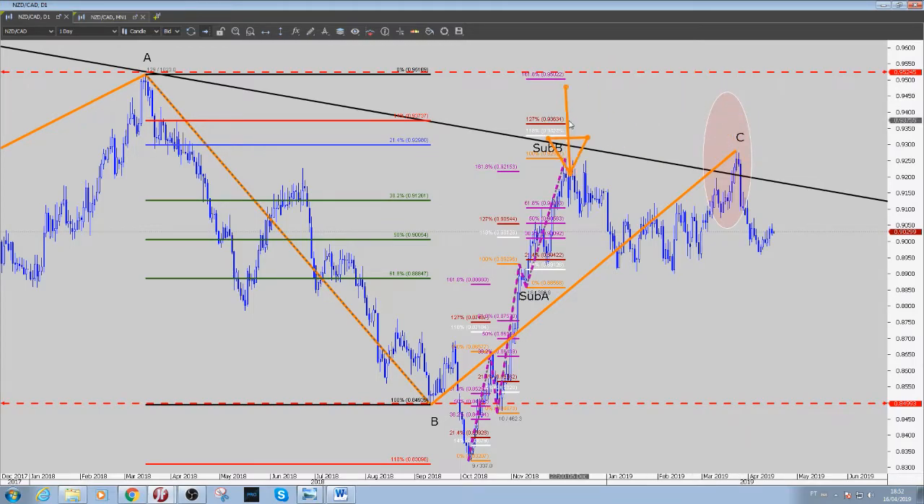So where is the starting point of the extension? Well, the highest high, the C point, right? The C is this one, everybody. This is the highest high inside the daily boundary, okay? This is the starting point of the extension.